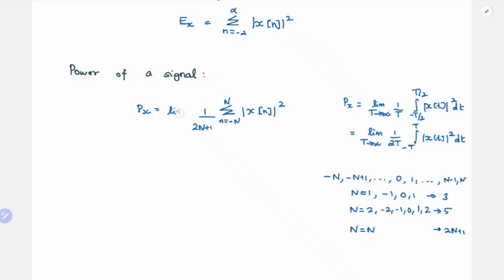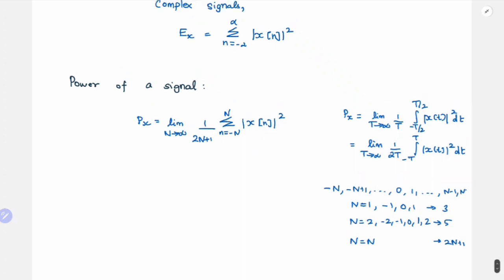And we want to take limit N tends to infinity. So this will be the power of a signal, and it is nothing but the time average of energy.